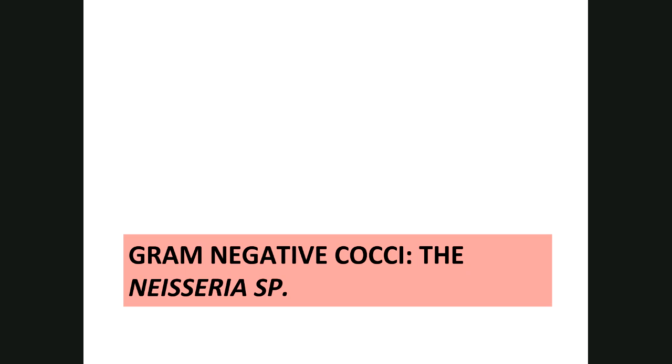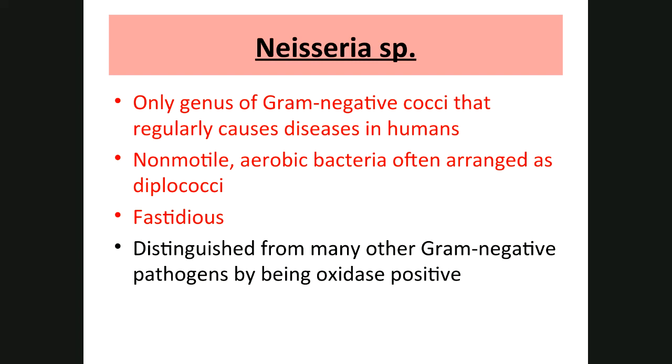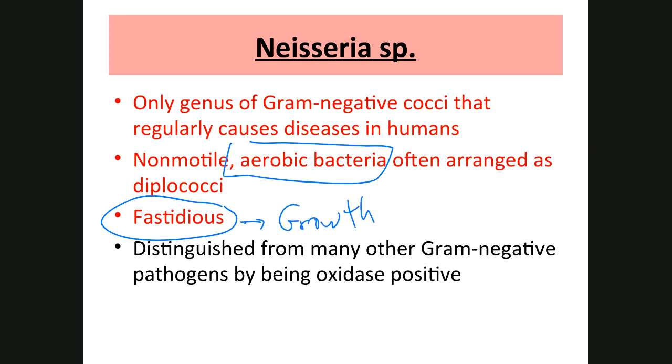So we're going to start a look at gram-negatives by looking at a group of gram-negative cocci. The genus is called the Neisseria genus. And Neisseria are the only gram-negative cocci that cause diseases in humans. The organism is non-motile. They are aerobic organisms, and they're often arranged in groups of 2. They are fastidious organisms, meaning they are difficult to grow. They're picky. They require growth factors. So it's going to be difficult to grow them in the laboratory.